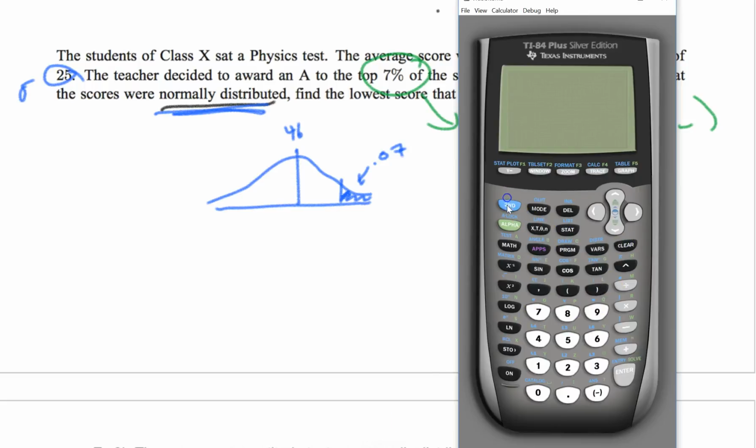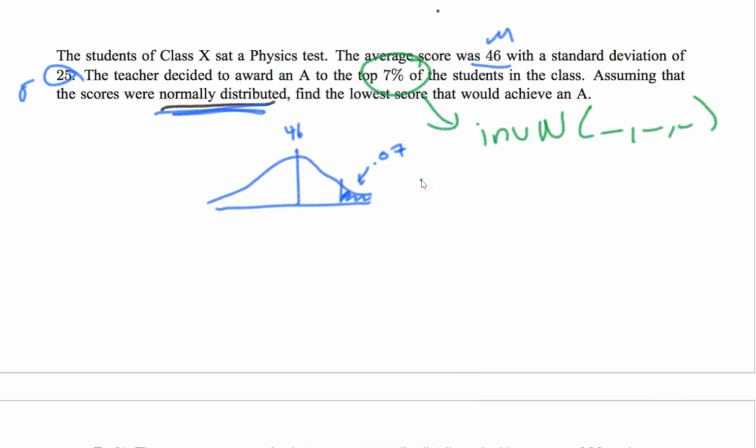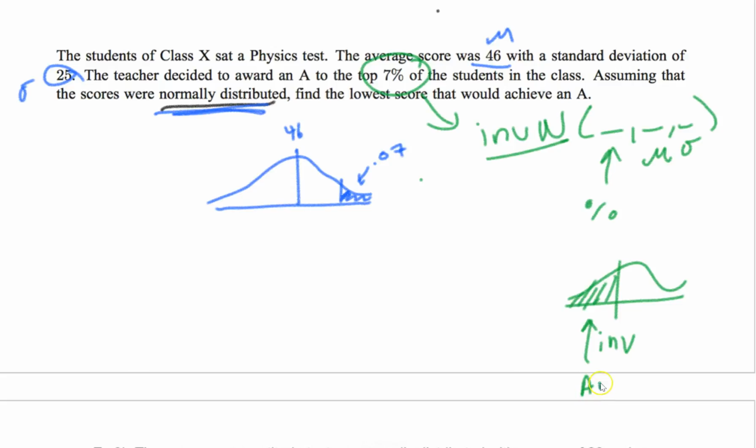So if we're doing inverse normal, second distribution. Notice it says area, mean, and standard deviation. We have the mean and standard deviation already. I don't have the area. That means the percentage. So this is the area underneath the curve. Here's the one snafu if you're doing inverse normal: the area has to be on the left side. It has to go from here.